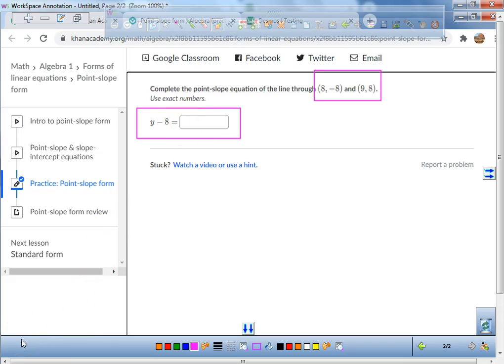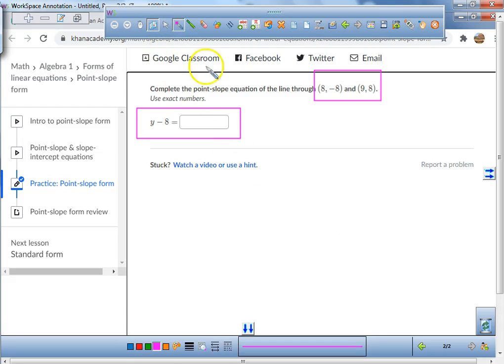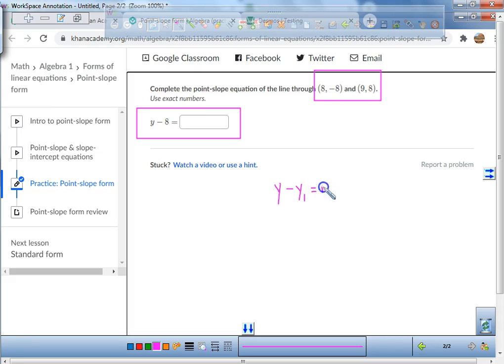Then we'll do this a lot faster, and hopefully you'll understand. All right, so step number 1, the very first thing that I always do, I write down y minus y1 equals m parentheses x minus x1. Okay? In the Khan Academy, it tells me I'm starting out with what? Y minus what number? Y minus 8.